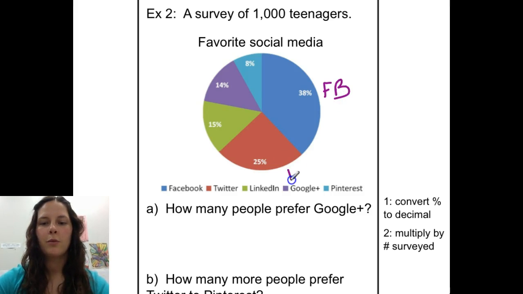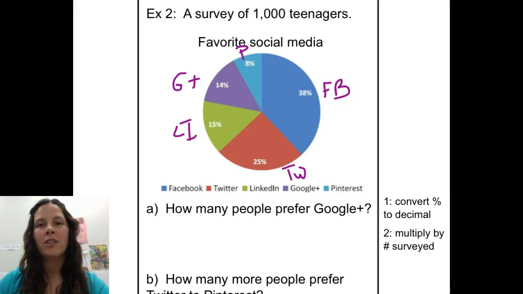The red one is Twitter. The green one is LinkedIn. Purple is Google+. And the light blue one is Pinterest. Now that we have our pie chart labeled, it will be easier to answer our questions.